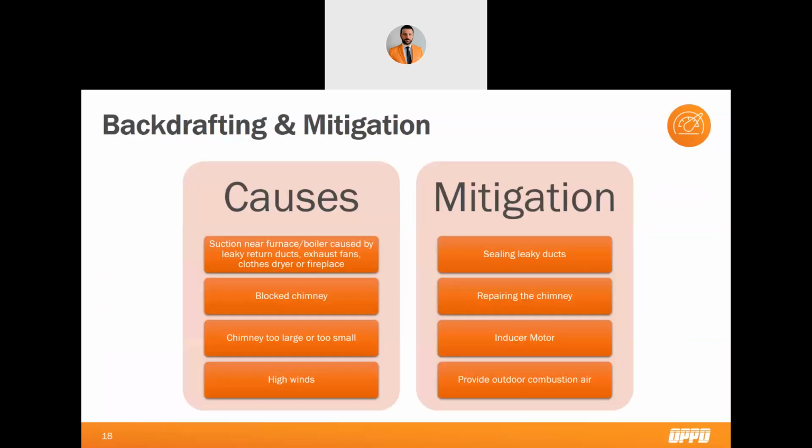Some of the causes of backdrafting can be narrowed down to these 4 points. Suction near the furnace or blower, which can be caused by leaky ductwork, powerful exhaust fans, clothes dryers, and even fireplaces. A blocked chimney, a chimney that is too large or too small, and even high winds. All of these cause pressure differences in the home, which can lead to backdrafting of the flue gases.